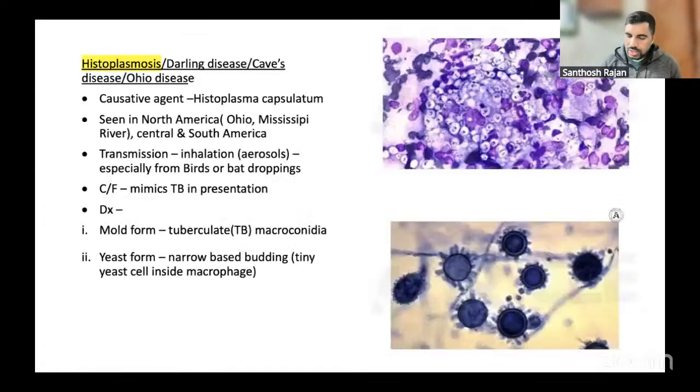Now you can see this picture. Everything is explained here: Histoplasma capsulatum, North America, Ohio, Mississippi. Ohio disease, Darling disease, caves disease. Usually from bat droppings, TB-like presentation, tuberculate microconidia, narrow budding cells that are intracellular. This is the yeast form. You can see inside the macrophage all the budding yeast cells. This is your mold form. That's it.